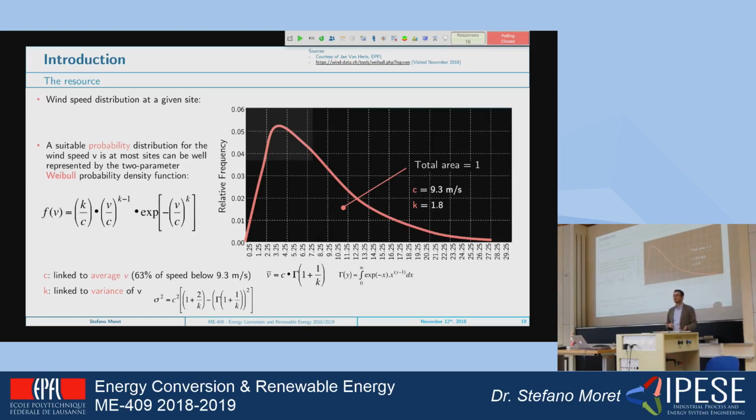So if you know the distribution of wind in a given location, you know the mean and you know the standard deviation, you can calculate the distribution of wind that allows you to forecast how much power you can produce out of your wind turbine installed there.